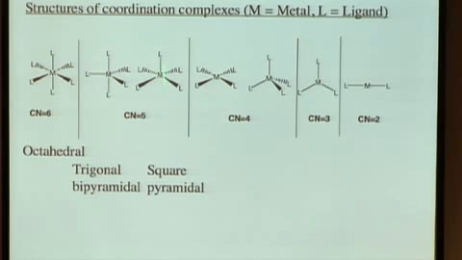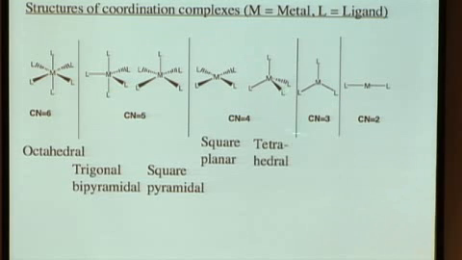Square pyramidal. For CN numbers of 4, there are two things that you'll commonly see. What's the first one called? Square planar. The second one? Tetrahedral. For CN number of 3, what's that geometry called? Trigonal planar. And CN of 2, only one option, linear.